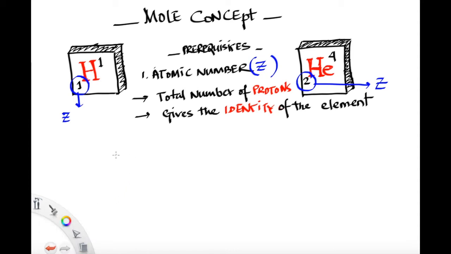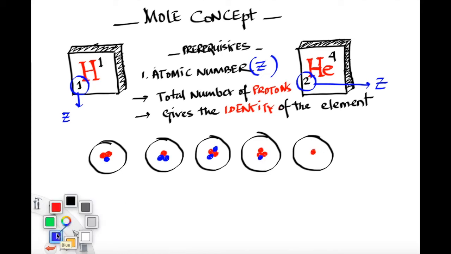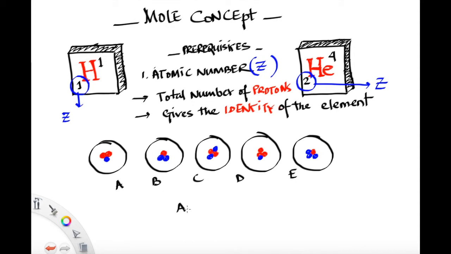Okay, just to drive home the point, I'm drawing 5 atoms. The red ones are your protons and the blue ones are your neutrons. So the first atom has 2 protons, the second one has 1 proton and 2 neutrons, the third one has 2 protons, 2 neutrons, then 3 protons, 1 neutron, and 1 proton, 3 neutrons. And I've labeled them from say A till E.